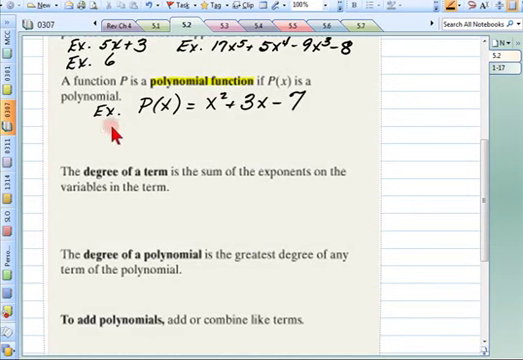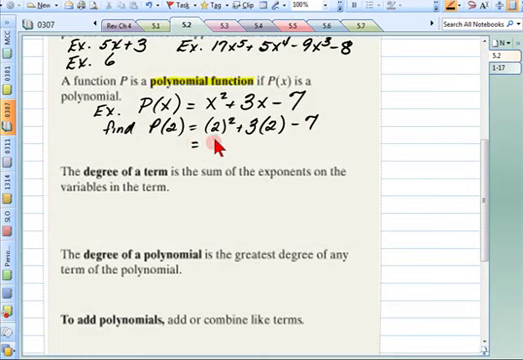Could I ask you to find p of 2? And if I ask you to find that, what am I asking you to do? Put a 2 in there everywhere there was an x. So that's 2 squared plus 3 times 2 minus 7. Then you would use Aunt Sally's order of operations and say that's 4 plus 6 minus 7, which is 3. P of 2 is 3. Is that okay? All right, so we will look at some polynomial functions in this lesson.